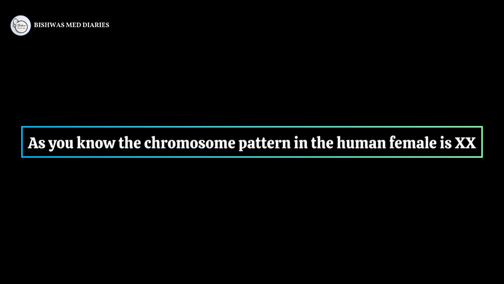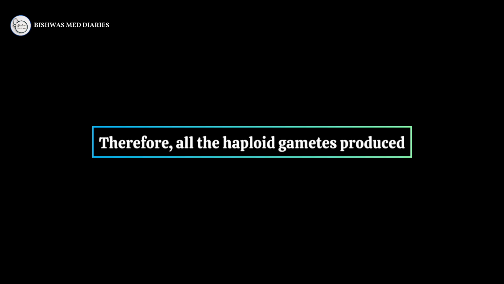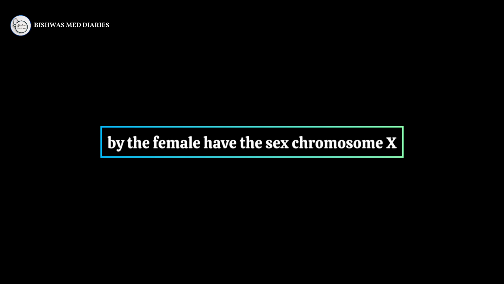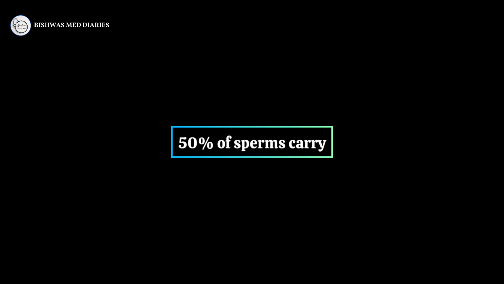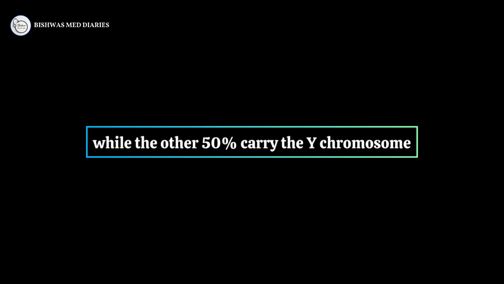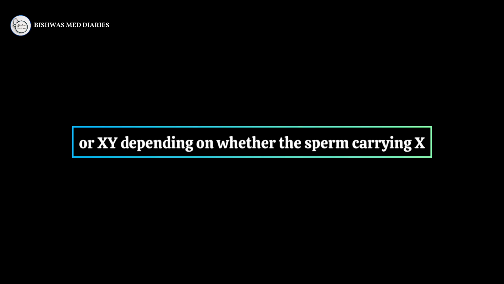Let us see how. As you know, the chromosome pattern in the human female is XX and that in the male is XY. Therefore, all the haploid gametes produced by the female have the sex chromosome X, whereas in the male gametes, the sex chromosome could be either X or Y. Hence, 50% of sperms carry the X chromosome, while the other 50% carry the Y chromosome. After fusion of the male and female gametes, the zygote would carry either XX or XY depending on whether the sperm carrying X or Y fertilized the ovum.